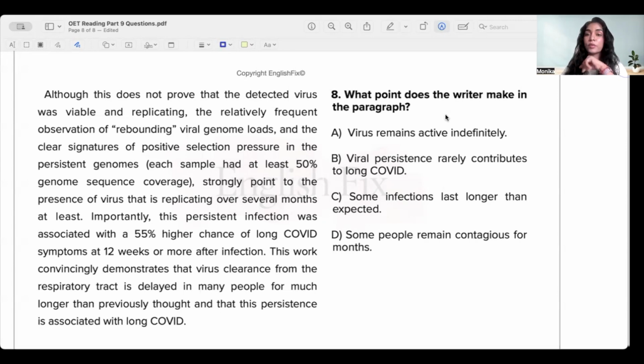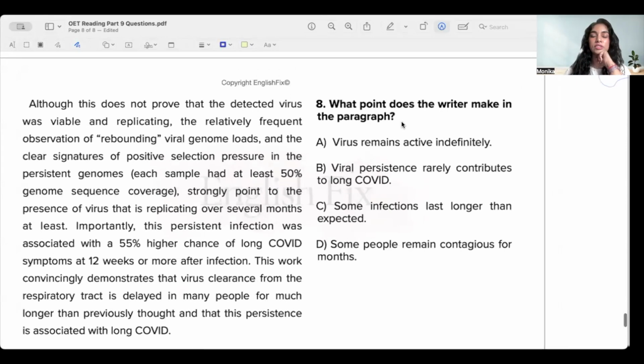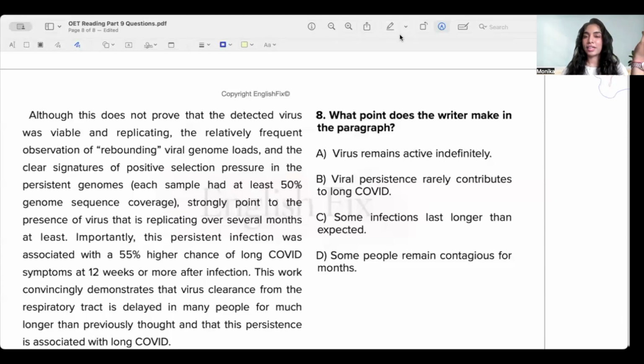Now, coming back to the question, the exam maker uses the term, what point does the writer make in this paragraph? Whenever you get a question like this, I want you to first understand and identify what kind of question type it is. Because if you identify the question type correctly, then you're going to apply the right reading technique to this paragraph, and you would end up saving a lot of time in the process and getting to the right answer.